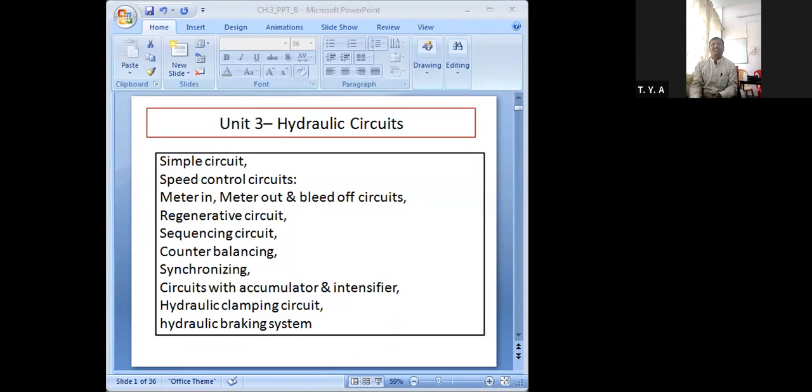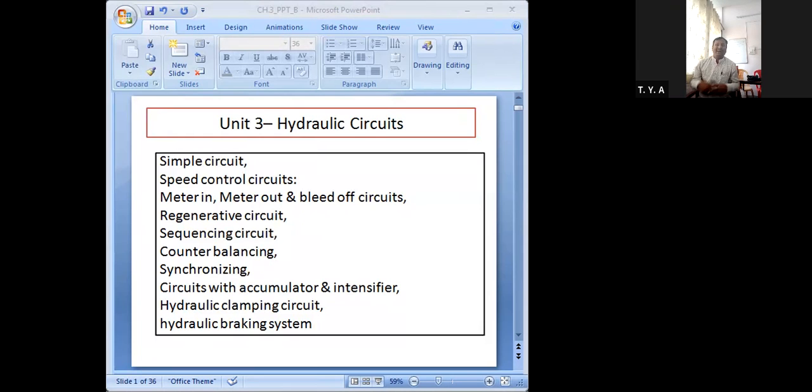Now, which are the other system accessories which come under the basic components of the hydraulic circuit? So pipes and fluid conductors, the accumulator or the booster, intensifier, or pressure and temperature gauges or the filter. That part is also part of our hydraulic circuit design.